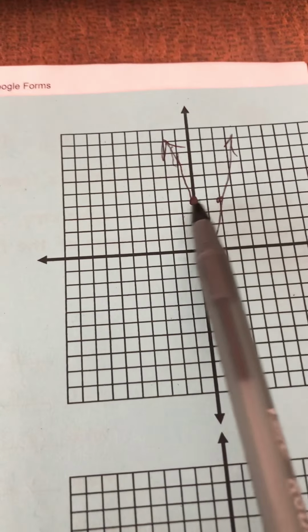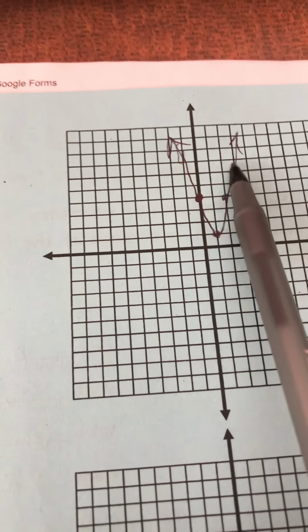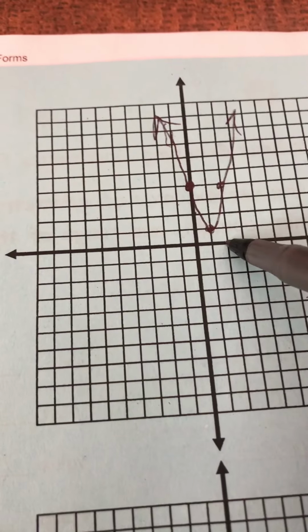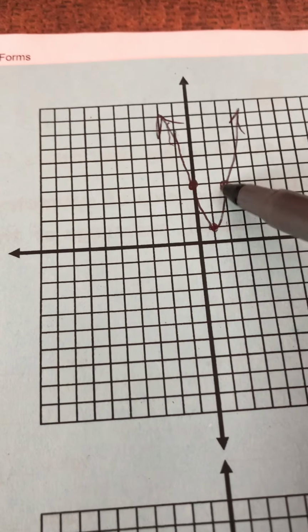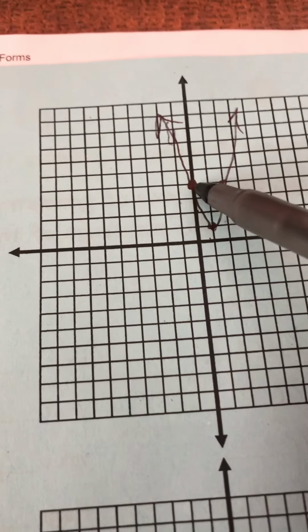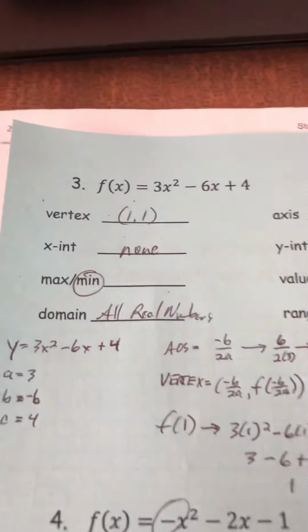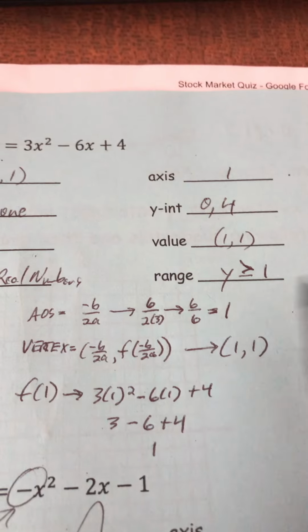It's a minimum shaped like this. Once again, I got a couple other dots here so you can kind of see which direction it's going. In a couple other points, when it's at 2, it's at 1, 2, 3, 4. When it's at 0, it's at 4. So I got my y-intercept. I do have a y-intercept of 0, 4. I don't have an x-intercept. It's not going to intercept the x-axis. Domain is all real numbers, and the range is going to be y is greater than or equal to 1.